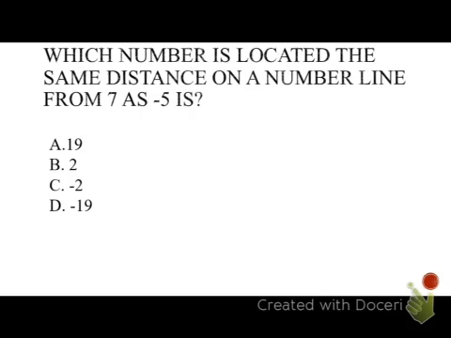We want to know which number is located the same distance on a number line from 7 as -5 is. Because we're told that we're looking at this on a number line, it may be helpful to draw a number line, even if it's just very basic.